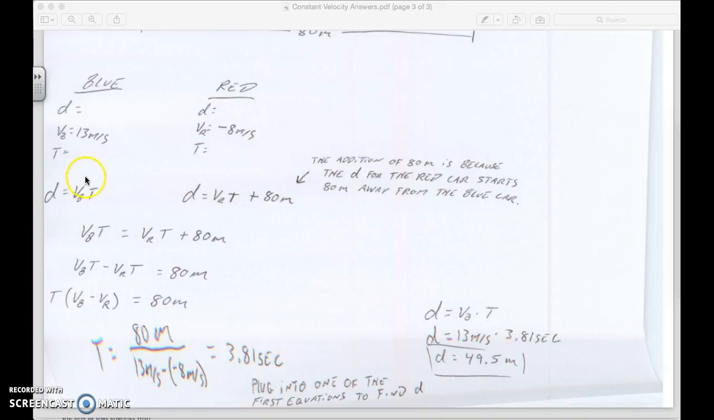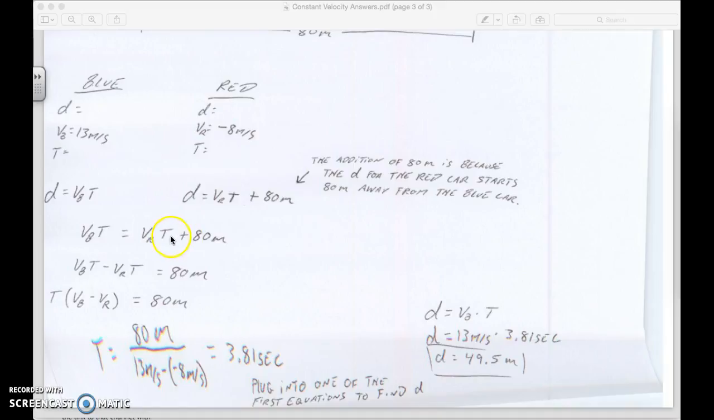So because these two d's are the same, we want to know when they're going to be at the exact same spot. I know that the equations, vb times t, so velocity of the blue car times time, and velocity of the red car multiplied by time plus 80, those two things have to be equal to each other because they're both equal to the same d. So velocity of the blue car multiplied by time, I just brought that down and left it on the left side of the equation. And then this stuff over here, the velocity of the red car multiplied by time plus 80, is on the right side of the equation.